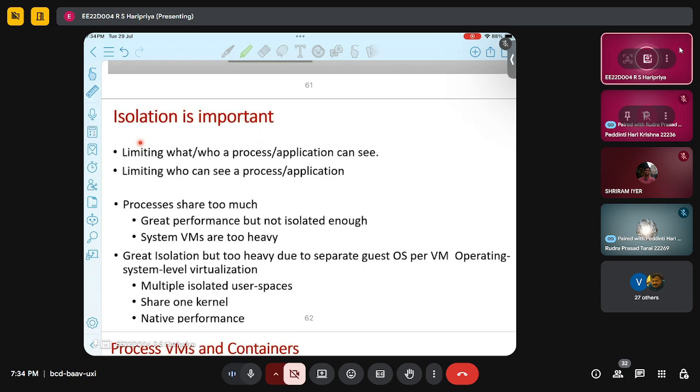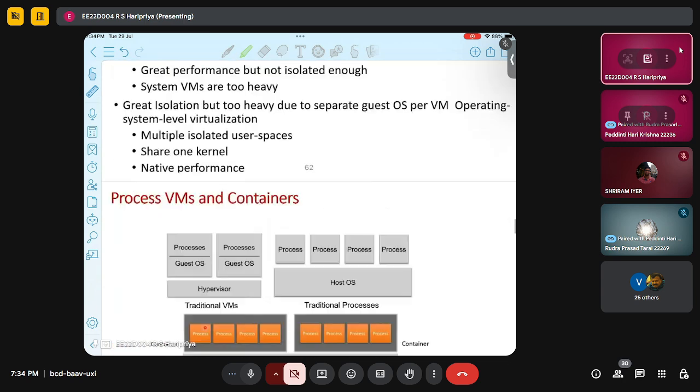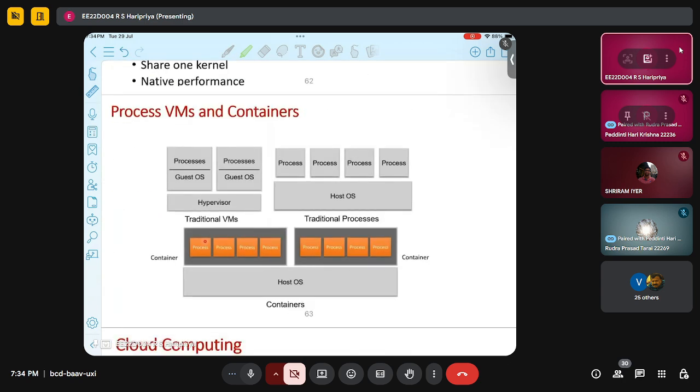So the processes that are sharing, the great isolation will be provided by system level virtualization through multiple isolated user spaces and sharing of one kernel and native performance. So, process virtual machine and containers.